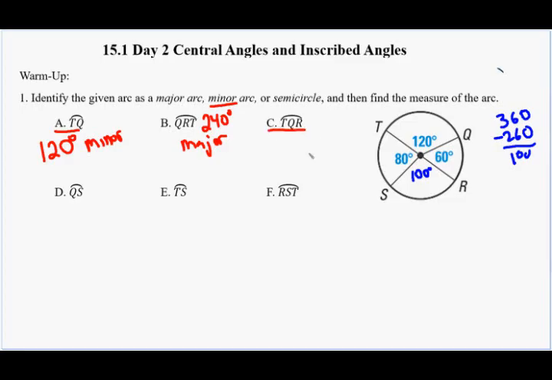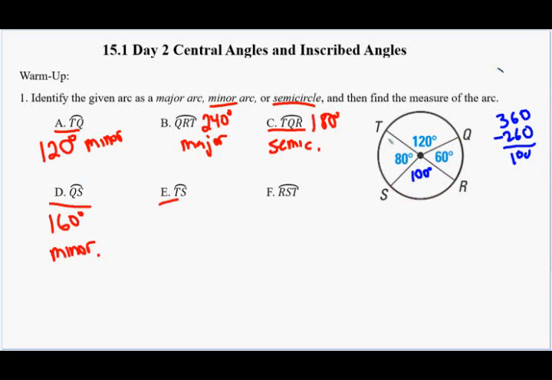Part C, T to Q to R. Well, here's T, and we're going to go to Q, and then we're going to go to R. And if we add up those 2 angles, they're going to add up to 180 degrees, and that is a semicircle. All right, now the bottom row, letter D is Q to S. So here's Q, and we're going to go to R, and then we're going to go to S. So if we add those together, that's going to be 160 degrees, and that is a minor arc.